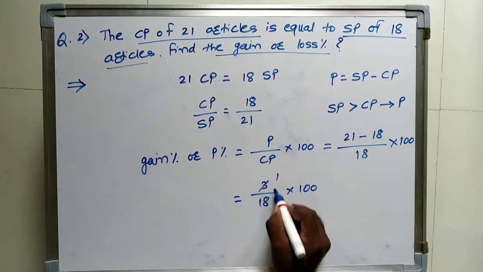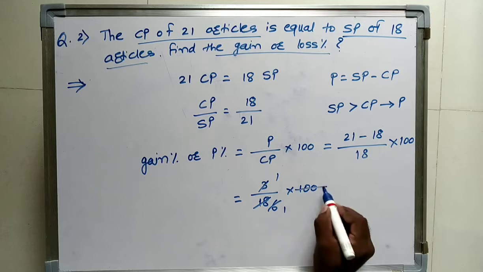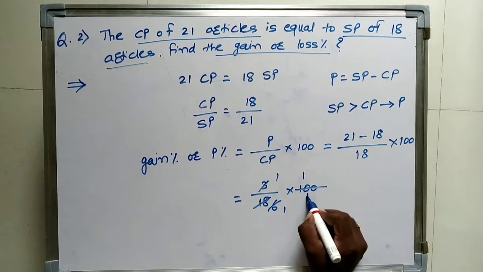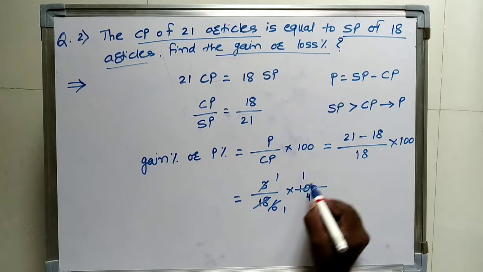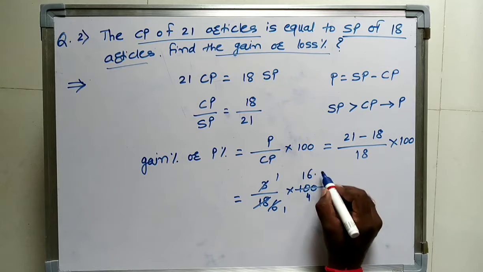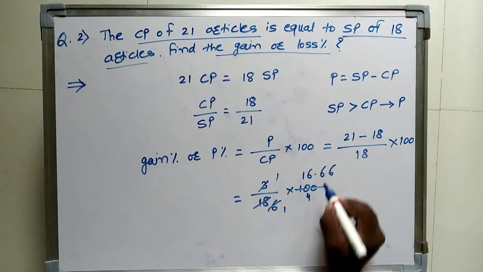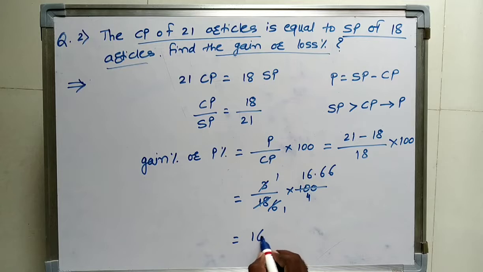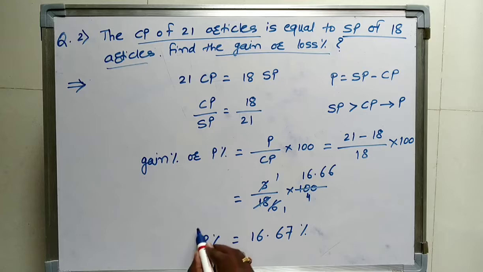So 3 ones are 3, 6 ones are 6, 4 is remaining, again 40, 6 sixes are 36, 4 is remaining. So we get 16.67, which we can round off. This will be the profit percent for my question.